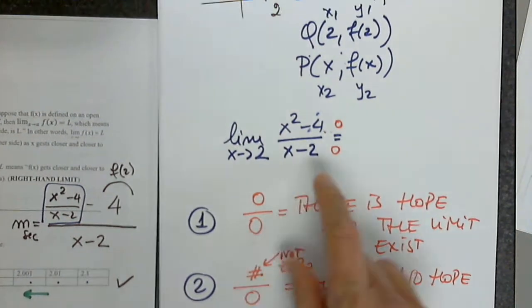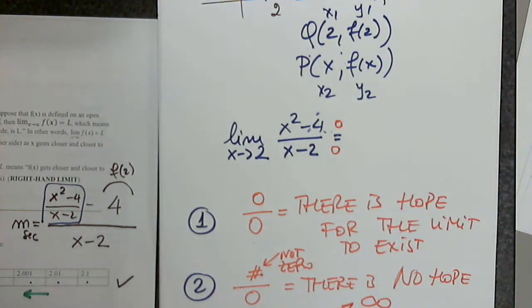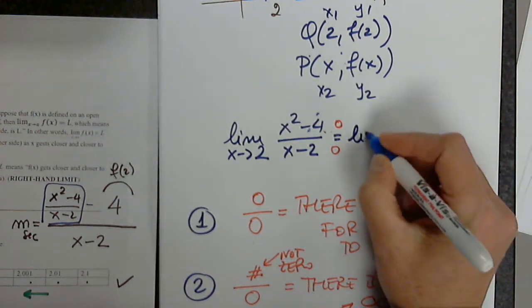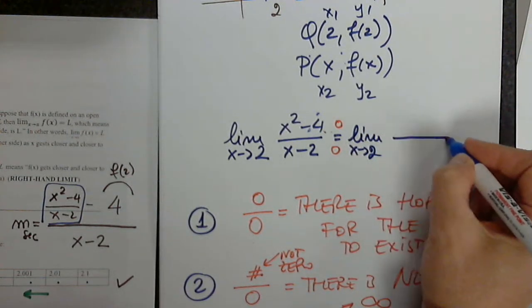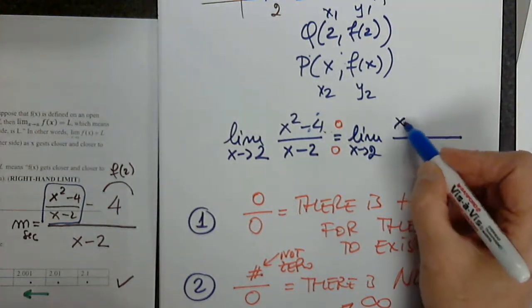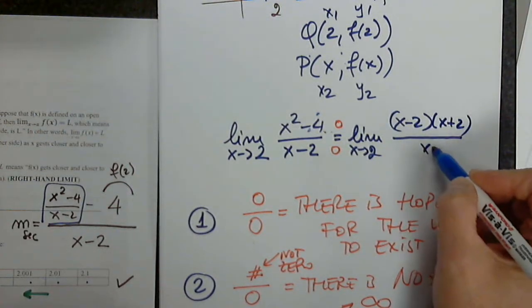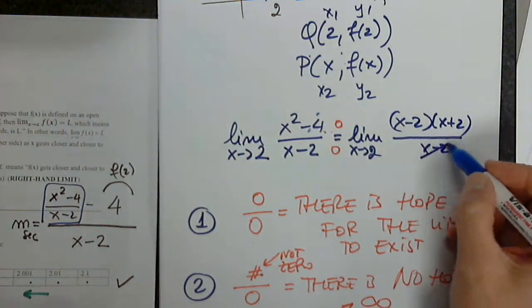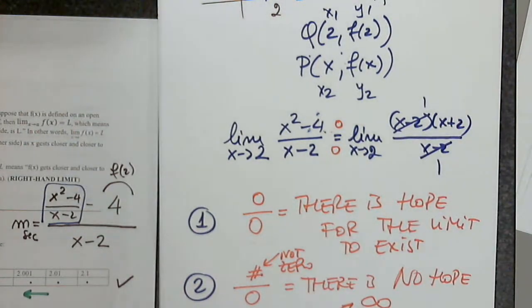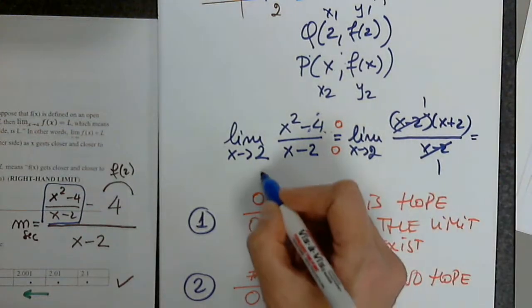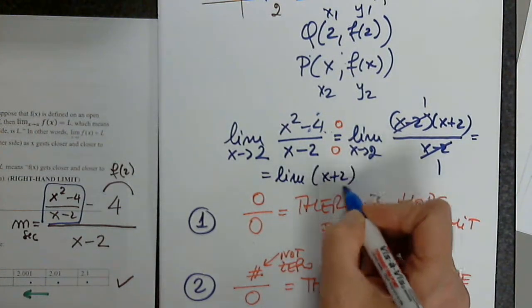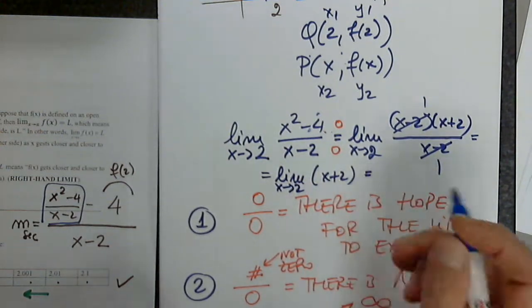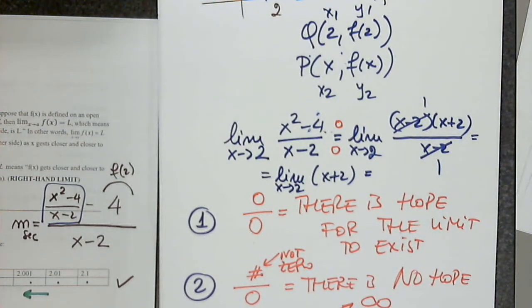So I'm coming back here. I see 0 over 0 when I plugged it in. So I'll say, okay, there is hope. I will continue with the limit as x approaches 2. I will repeat what I just did a minute ago. x minus 2, x plus 2 over x minus 2. I will, of course, simplify. I'm allowed to because this x is not 2. And then I get that this is the limit of x plus 2 as x approaches 2 from either side. What is the answer? If x approaches 2 from either side, the function values x plus 2, what will they approach?